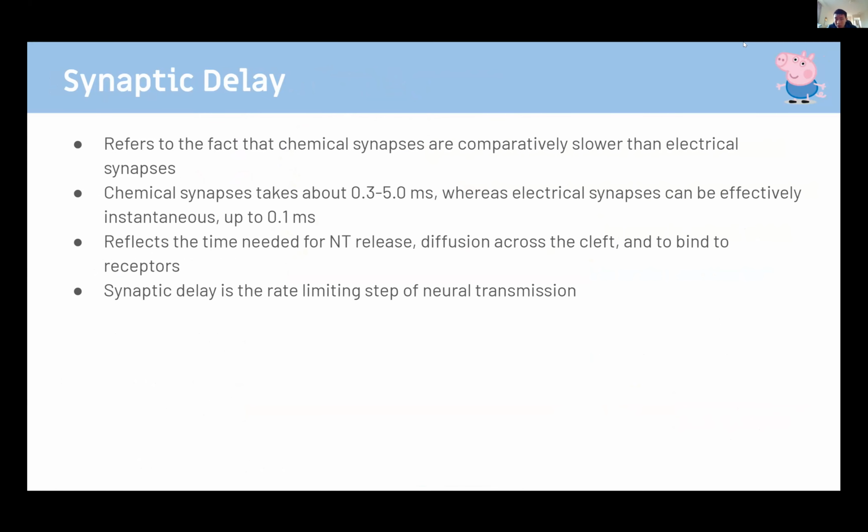And yeah, you don't need to know these numbers, of course, but it just reflects the time needed for neurotransmitter release, the diffusion across the cleft, and binding to receptors. And the synaptic cleft is the rate limiting step of neurotransmission. So in other words, it's the slowest step in transmitting a signal. So the fact that chemical synapses are slower than electrical synapses will be emphasized a lot.